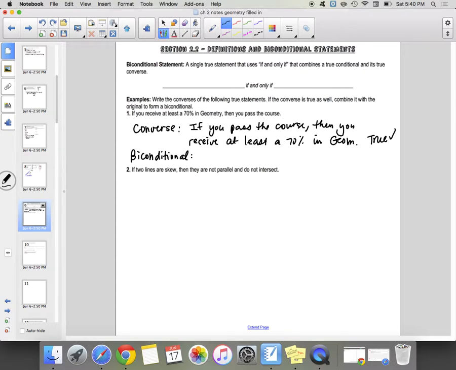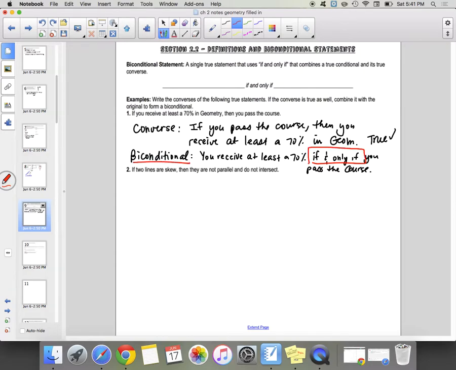So that's where we have if and only if. So we're going to say you receive, so we don't start it out with "if" this time, at least a 70% if and only if you pass the course or pass geometry, right? Okay, so in the middle is where we put our if and only if for the biconditional.